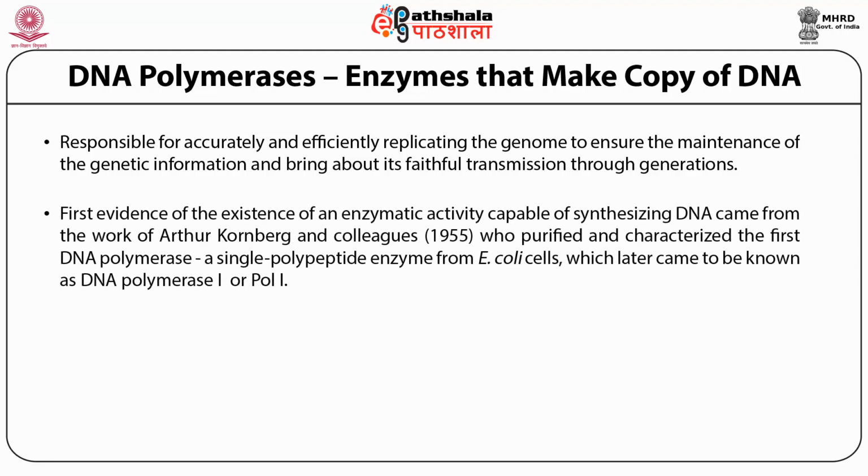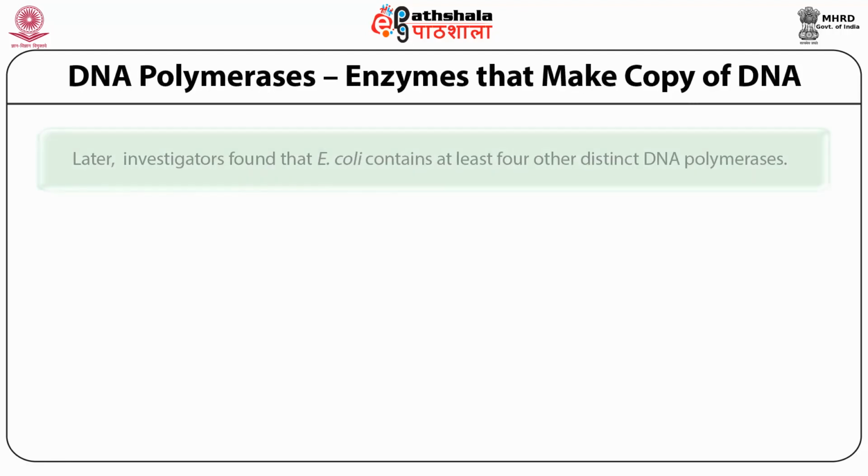The first evidence of the existence of an enzymatic activity capable of synthesizing DNA came from the work of Arthur Kornberg and colleagues, who first purified and characterized a DNA polymerase, a single polypeptide enzyme, from E. coli cells, which later came to be known as DNA polymerase 1 or Pol 1. Later, investigators found that E. coli contains at least 4 other distinct DNA polymerases.